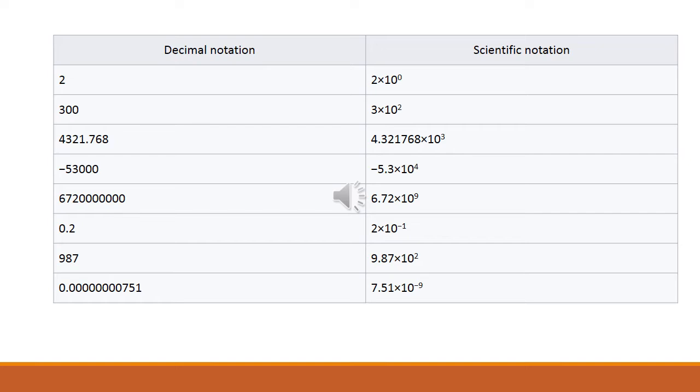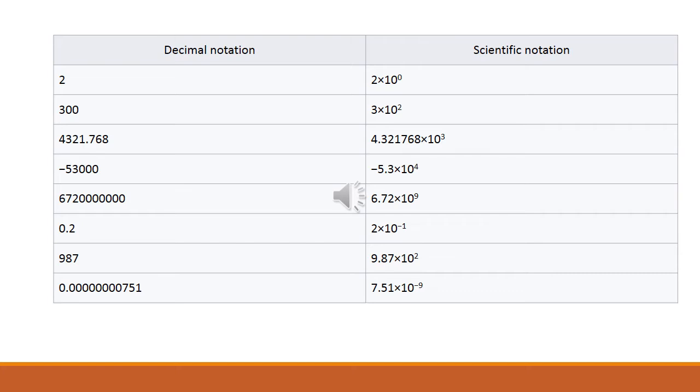Now in this table you can see the decimal notation and scientific notation. For example, in the first row the value given is only 2, meaning a single digit 2. So what would be its scientific notation? Its scientific notation would be 2 times 10 raised to plus 0, because if we place a decimal after 2, there would be no more digits after that decimal. That's why its value has been written as 2 times 10 raised to plus 0.